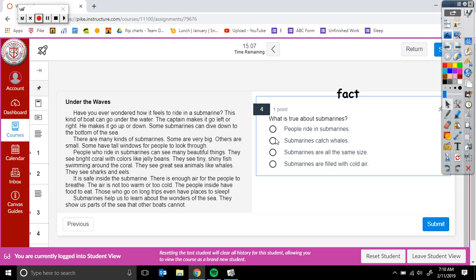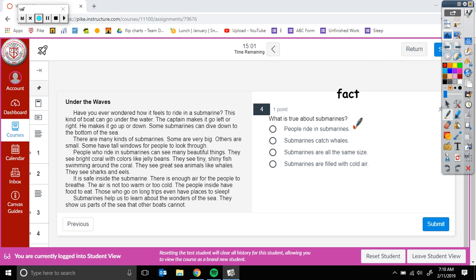Alright, so delete that. People ride in submarines. Okay, possibly that could be. Submarines catch whales? I don't really know much about submarines, so maybe. Submarines are all the same size. I wonder if it's going to say something about that. Maybe. Submarines are filled with cold air. Maybe. Alright, so all these could possibly be true. I just don't know much about submarines, so I'm going to have to read to figure out which of these is found in the story.